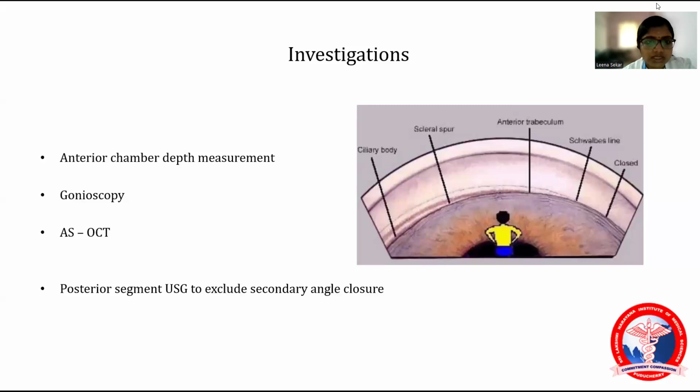Here also in investigations, we have to measure the anterior chamber depth, and do gonioscopy and anterior segment OCT. Posterior segment also we have to look for, and any causes of secondary angle closure or malignant glaucoma. Posterior segment examination by B scan should be done.